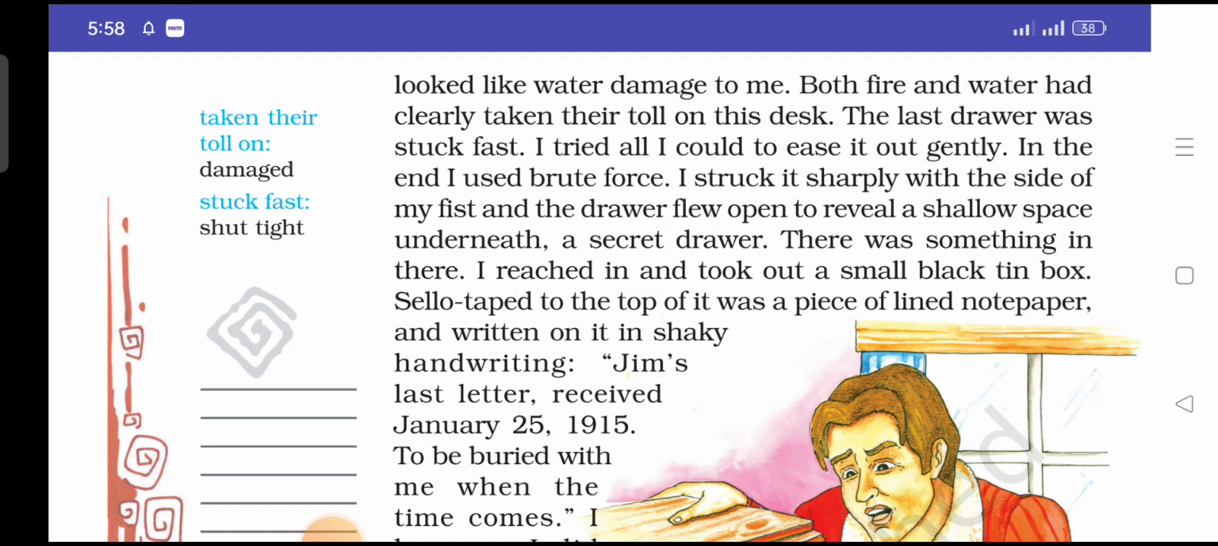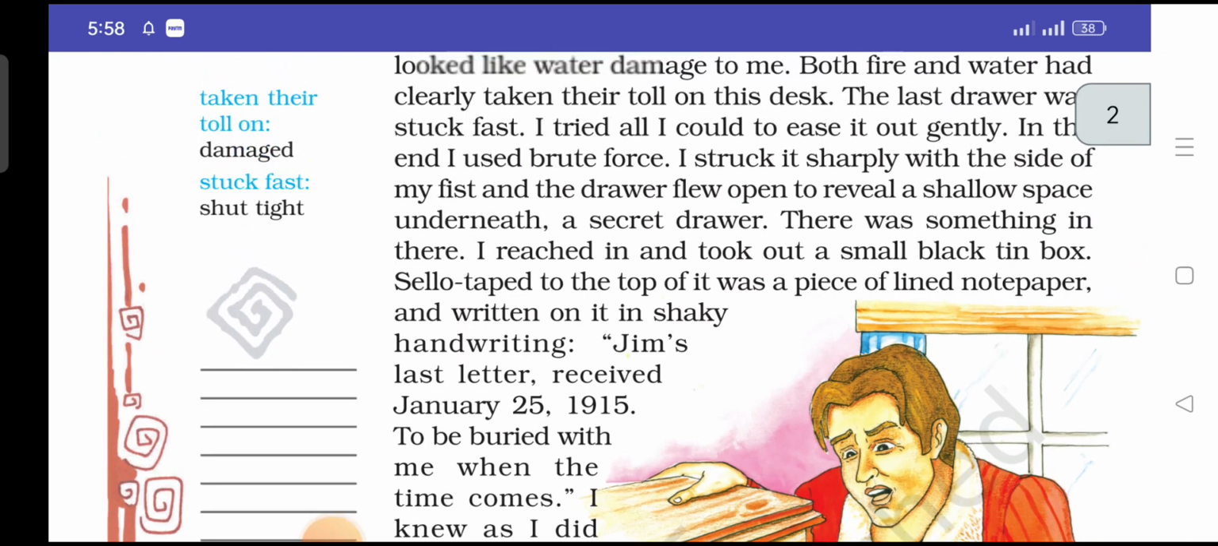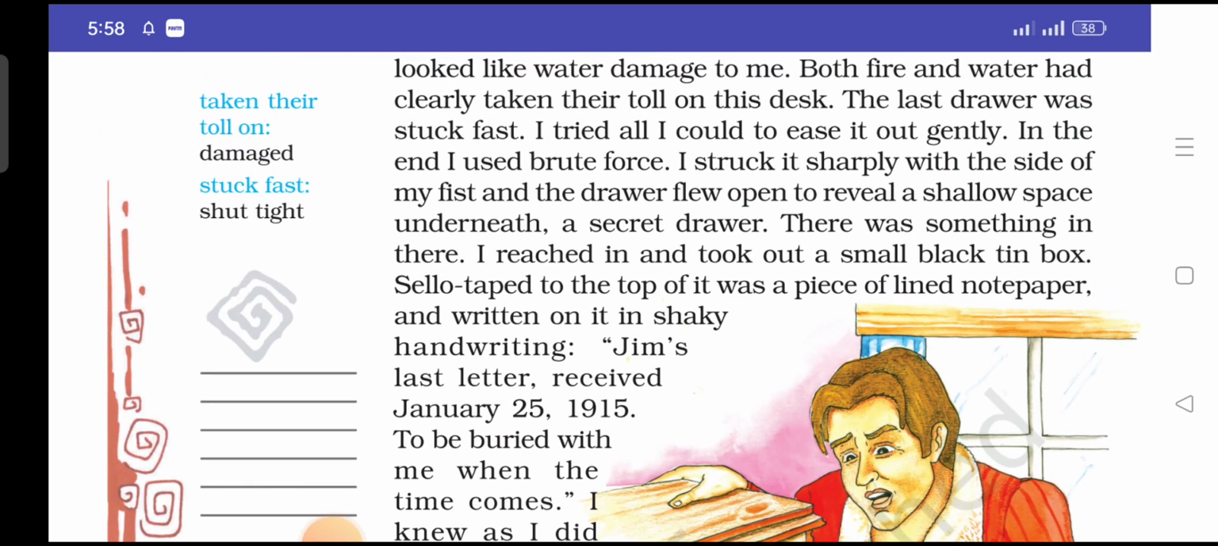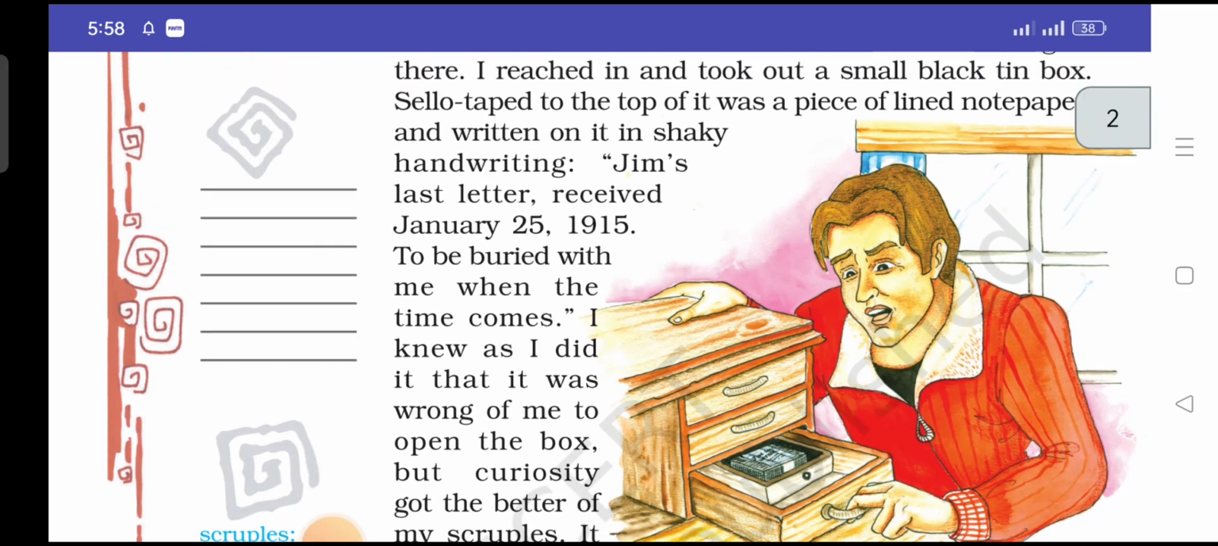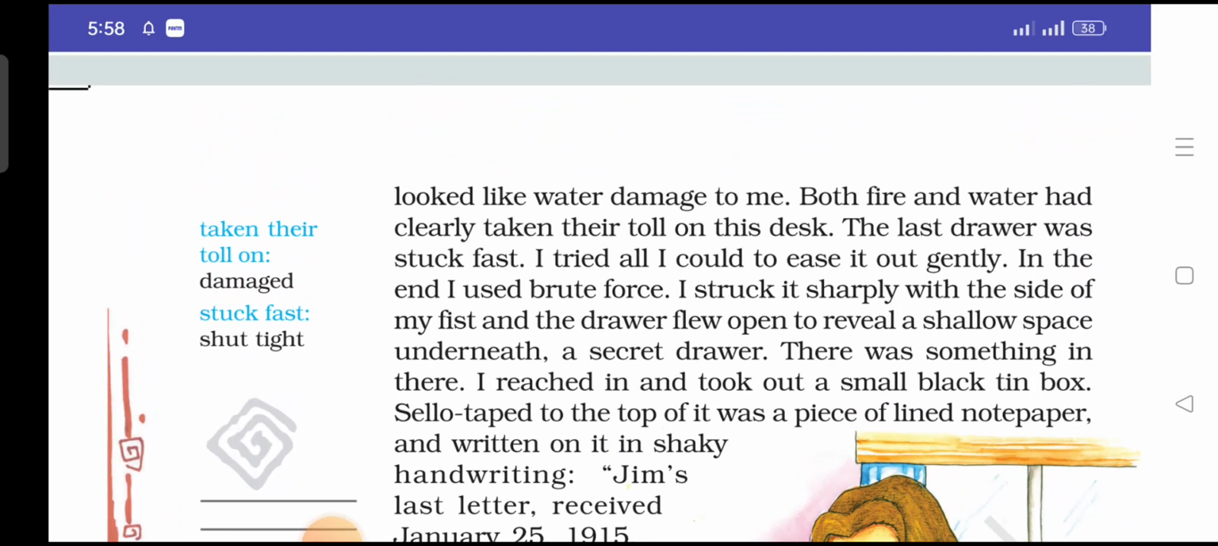OK, there was something in there. तो वहाँ तो कुछ ना कुछ था. I reached in and took out a small black tin box. So dear students, in that secret drawer there was a black tin box. As you know, this is a black color. Tin box was there. What? Tin box. Tin is a type of metal.